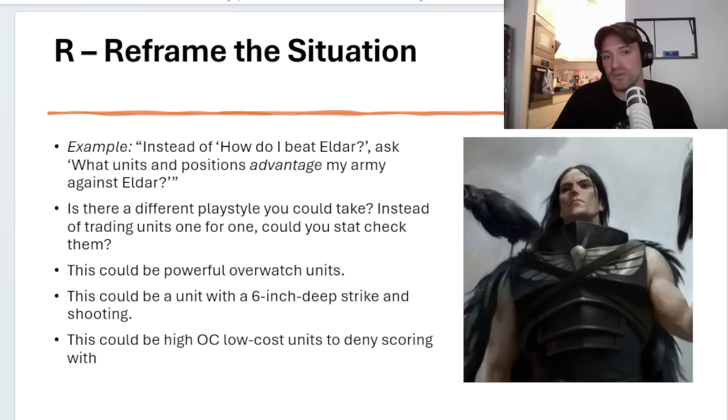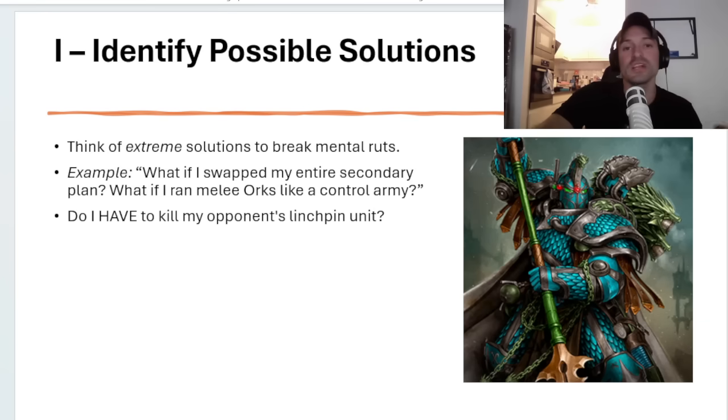Is it more valuable for me to have high OC, low-cost units that can just go deny scoring, right? Because Eldar, we know, have a real hard problem with actually holding primary. So if we can just deny them primary, does that really screw their game plan up? Interesting, right? Then we're going to go ahead and identify possible solutions here.